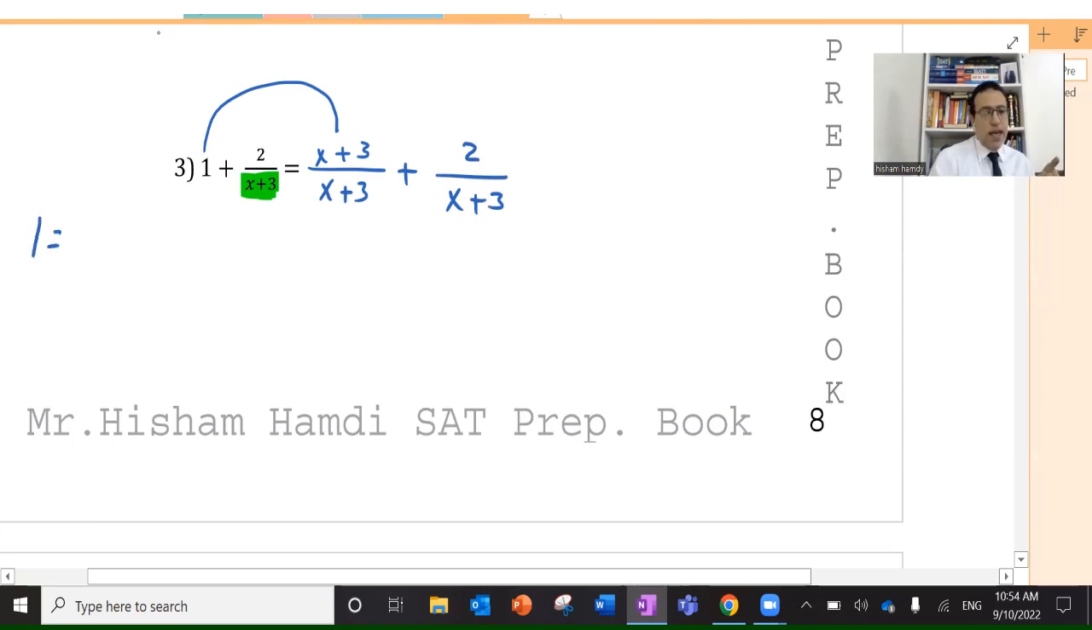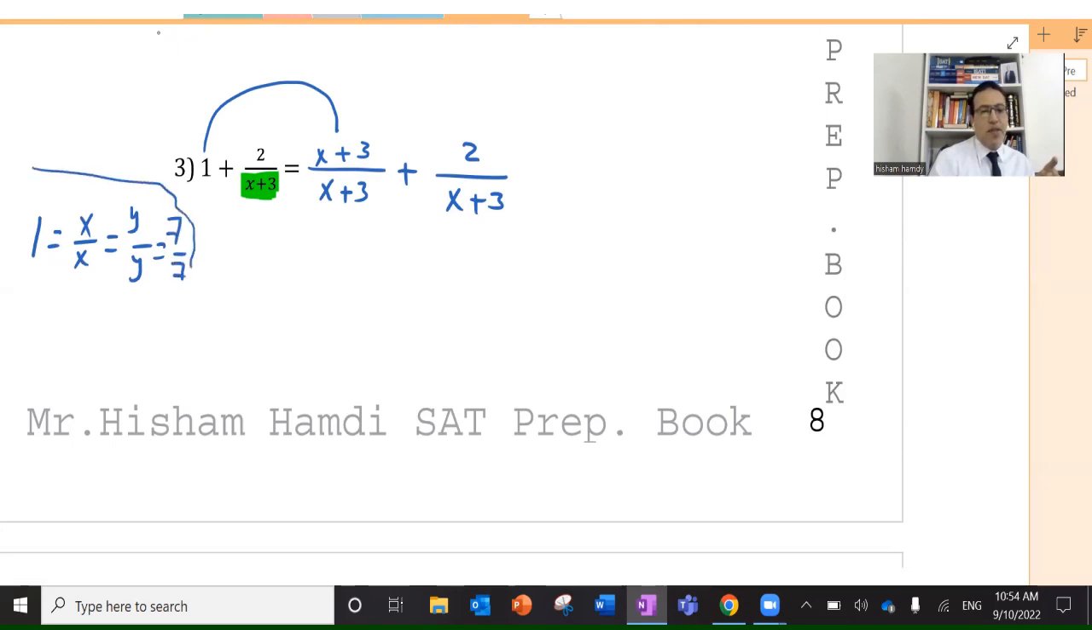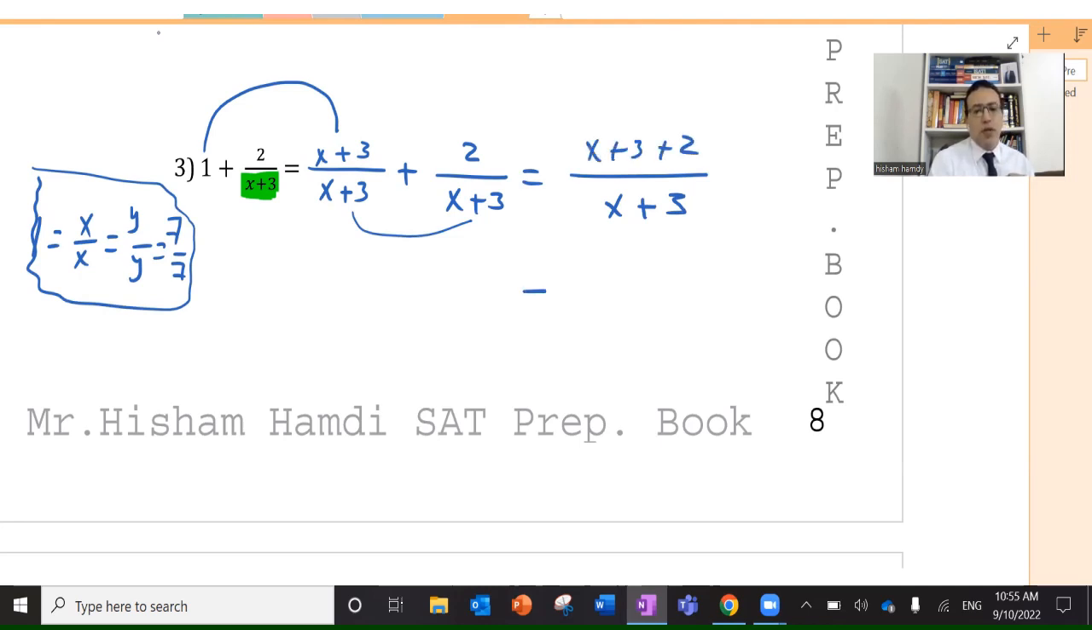Again, 1 can be written as x over x, y over y, 7 over 7. I can rewrite the 1 as any fraction that has the same numerator and denominator. Now I have the same denominator. I add it up, I don't multiply it. And x plus 3 plus 2. So it's x plus 5 divided by x plus 3. This is the simplest form of it.